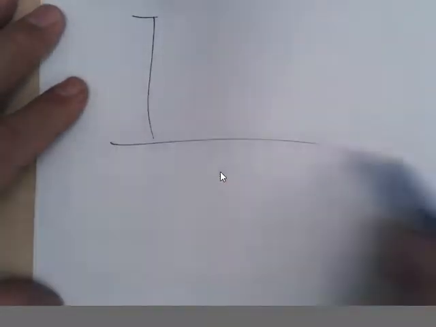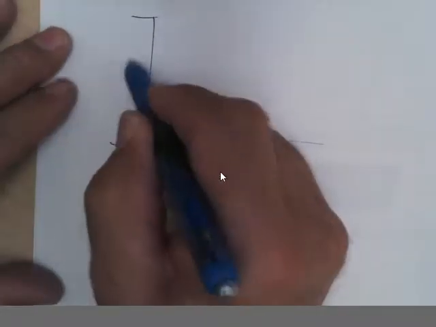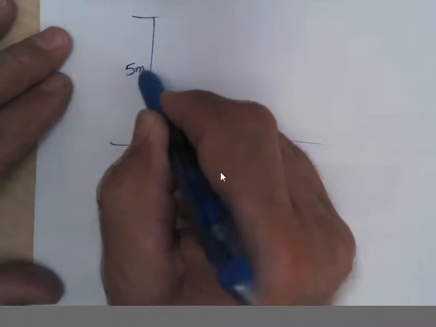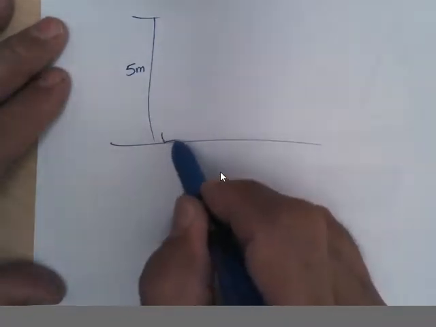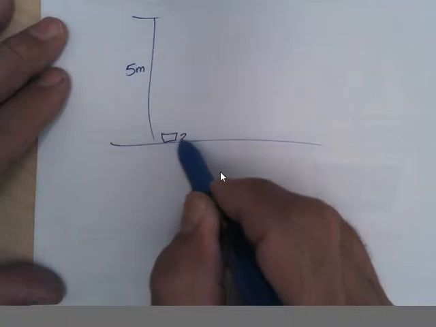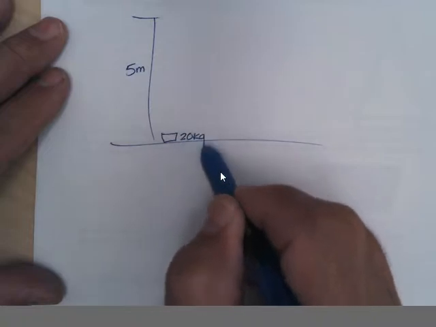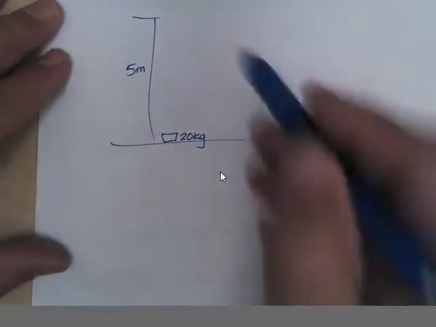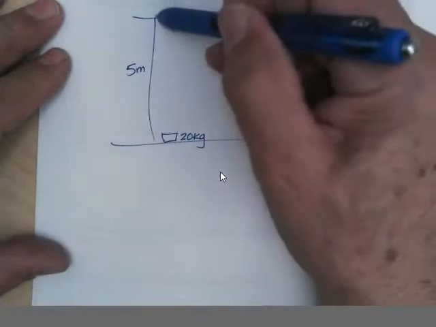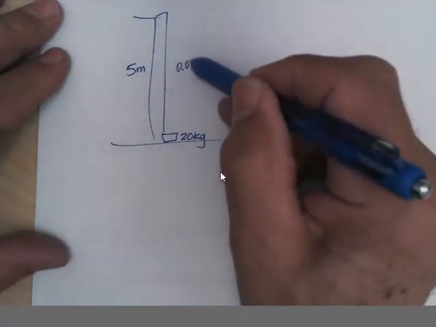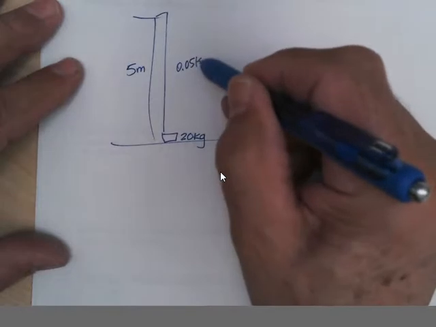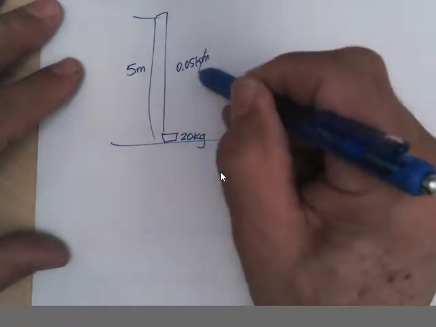So determine the work done by a person standing on a roof. The building is 5 meters high, lifting a bucket that is 20 kilograms with a rope that is 0.05 kilograms per meter.